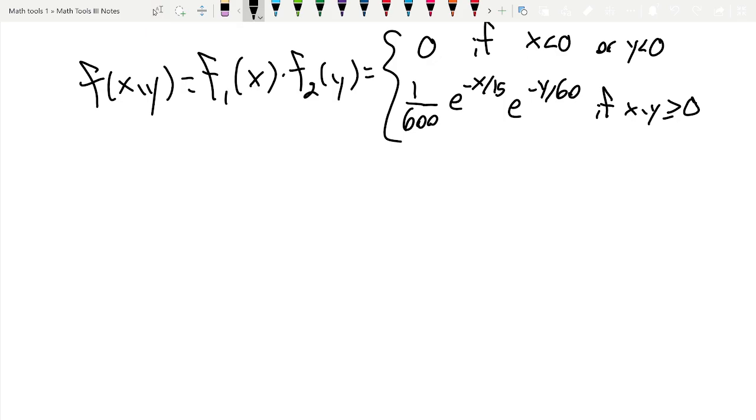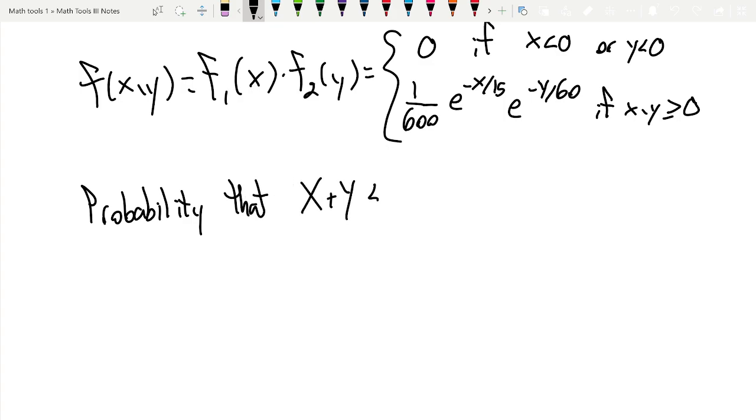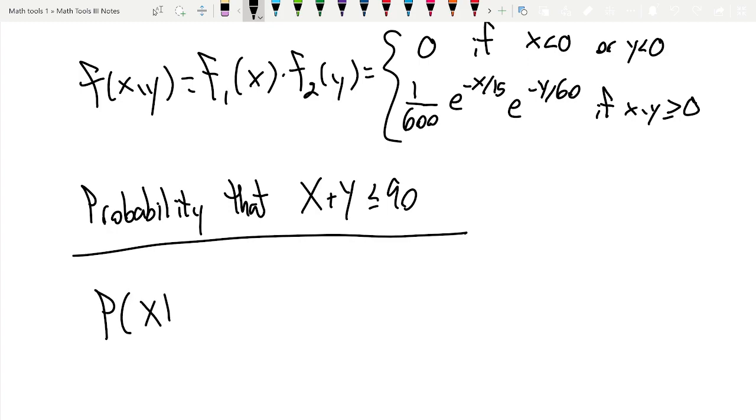So what we want to do is find the probability that the combined time x plus y is less than 90 minutes. Okay. So the probability that x plus y is less than or equal to 90 is what we're going to find here. So the combined waiting time, the waiting time for a table and the waiting time from when you sit down until you finish your meal, is less than or equal to 90 minutes. Okay, so in probability terms, this would be the probability that x plus y is less than or equal to 90.